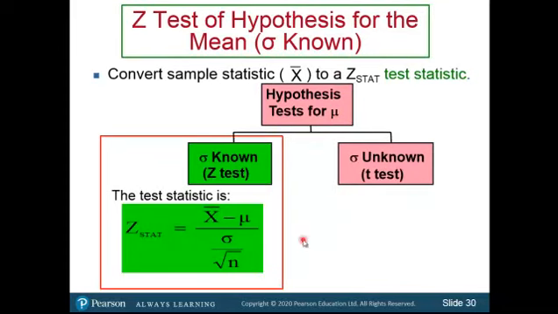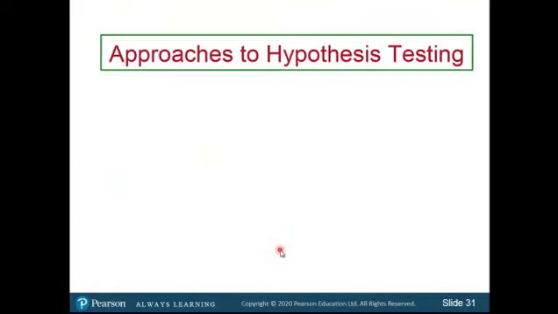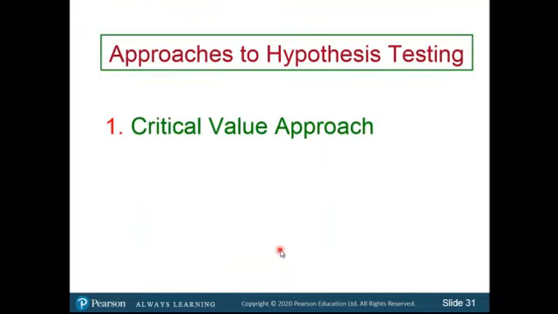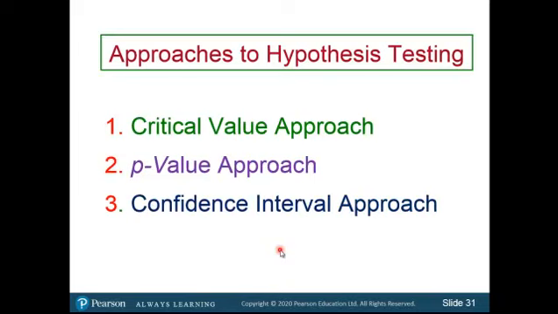For the z-test, this is the formula that you have to use to find the z statistic or z calculated value: x bar minus mu divided by standard deviation of the population divided by square root of n. There are three approaches to hypothesis testing. The first approach is to use critical value. Second approach is to use p-value, and the third approach is to use confidence interval.